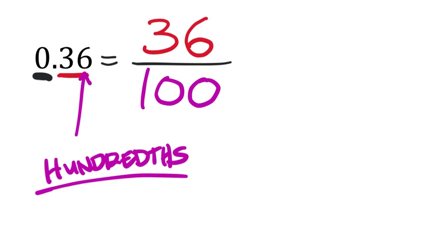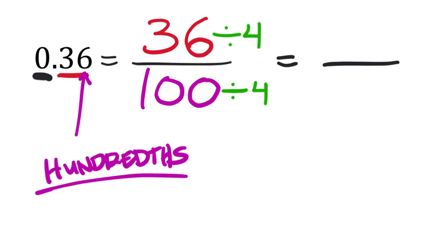Well, last thing we should do now that we have the fraction is to see if this can be simplified. And I know that 36 and 100 are both not only divisible by 2, but 4, okay? Because I know 100 can be split into quarters, that would be fourths.